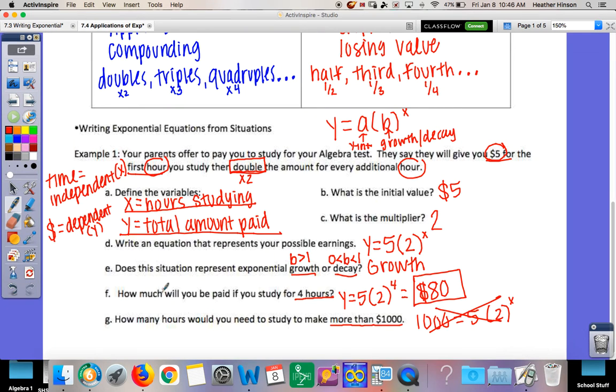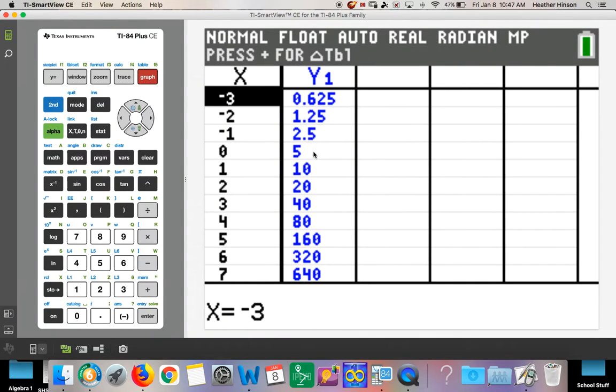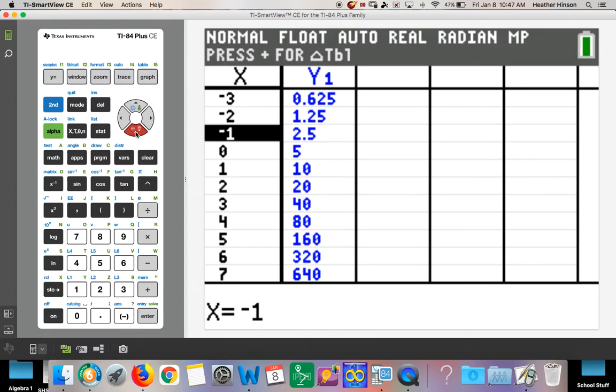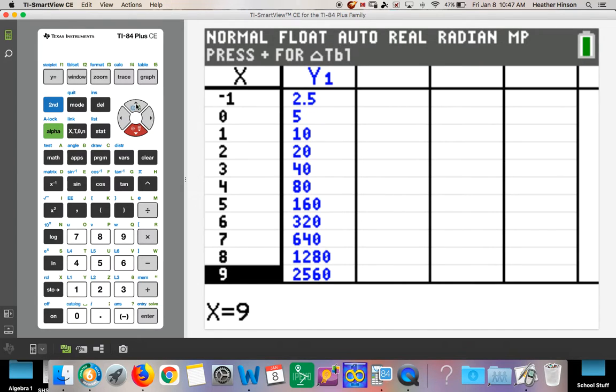Now the question says, how many hours would you need to study to make more than $1,000? We already said $1,000 is your y value. So go to the y side of your table and figure out where it hits more than 1,000. It's not going to hit exactly 1,000. That's why it says more than. So where does it go above $1,000? So just scroll down till you find over 1,000.